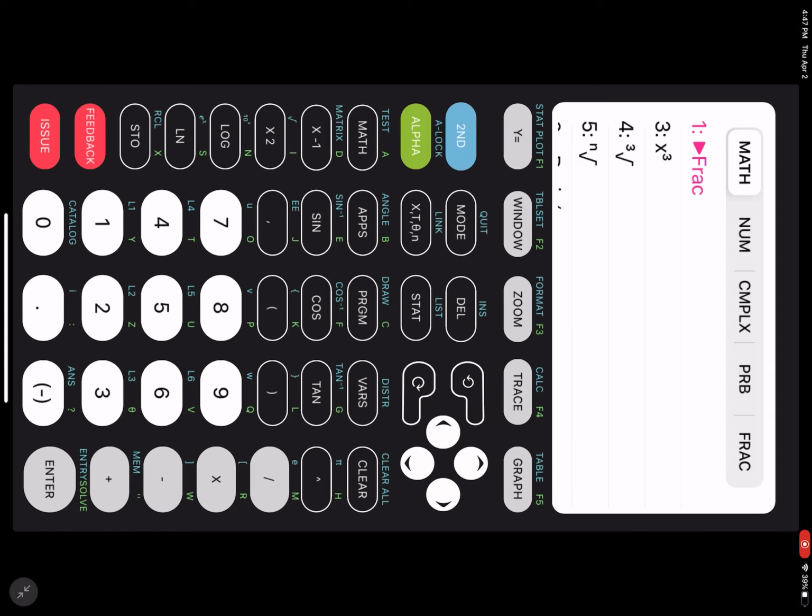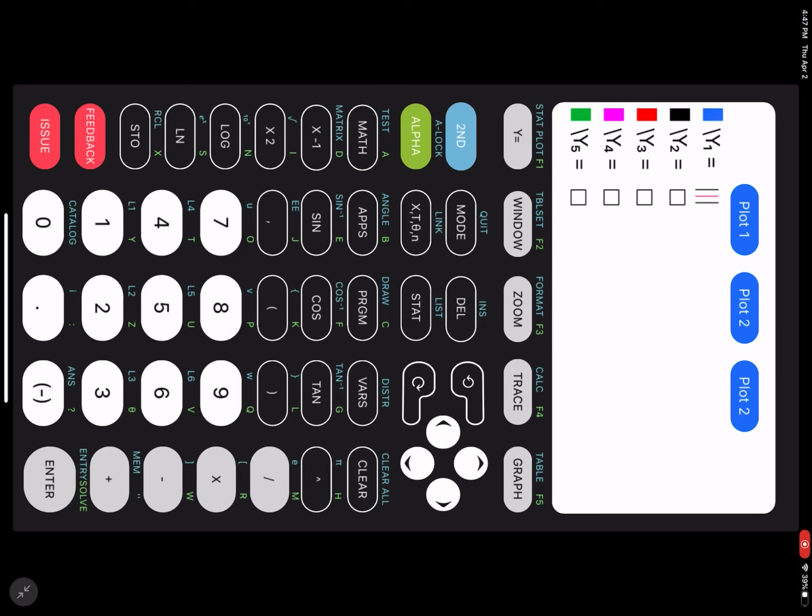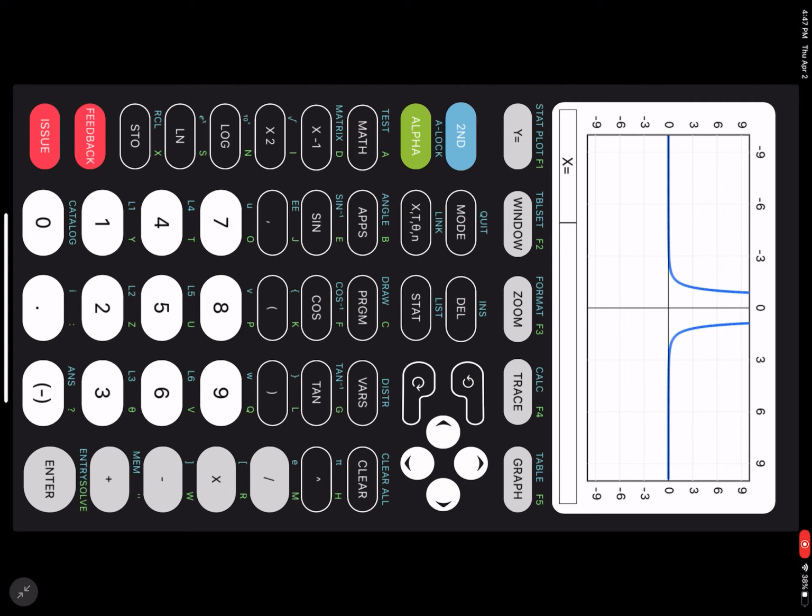To do absolute value, go to number, absolute, and then you can type in negative 6. This is kind of overkill. You don't have to do this. You can just type in 6 over x to the fourth, and you're still going to get the same thing.